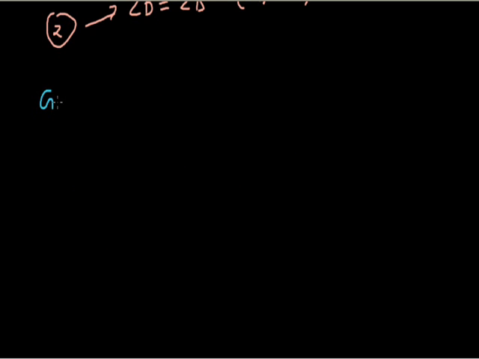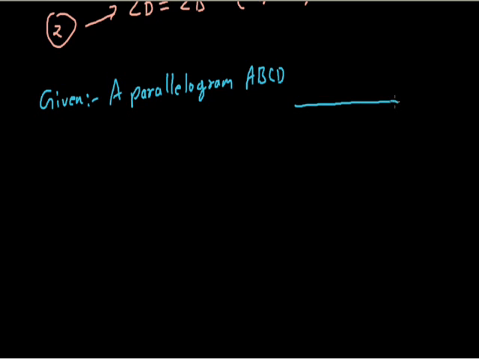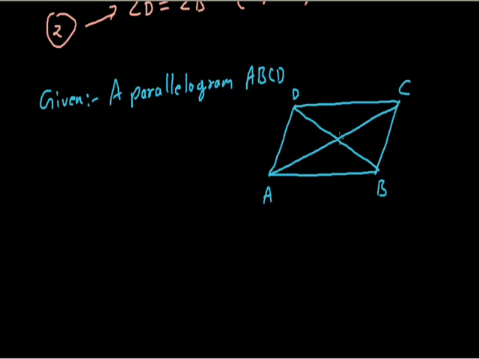So in order to prove this, we are given a parallelogram ABCD. Let's draw a parallelogram ABCD first, and the diagonal AC, and there is a diagonal BD, and this is the point of intersection, that is O. So what do we have to prove? We have to prove that the diagonals bisect each other.